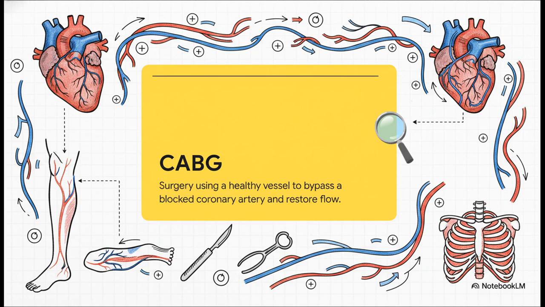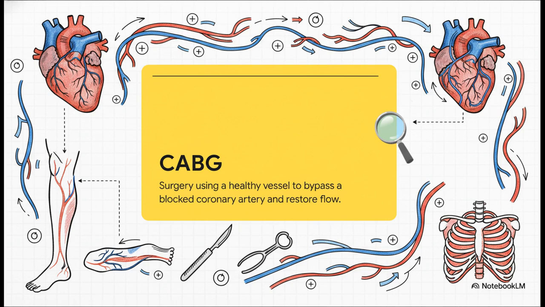So what happens when atherosclerosis severely restricts that flow and chest pain, or angina pectoris, sets in? Well, surgical intervention is required. Enter the CABG, coronary artery bypass grafting. This is going to be one of the most vital bread-and-butter procedures you'll ever assist with in the OR.